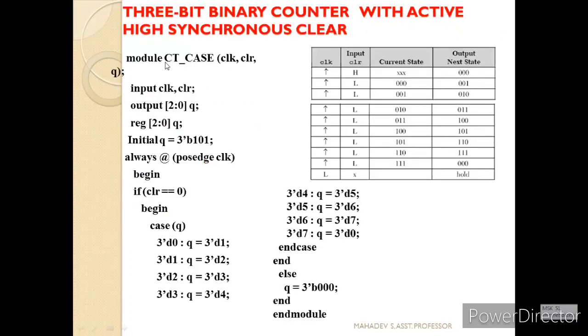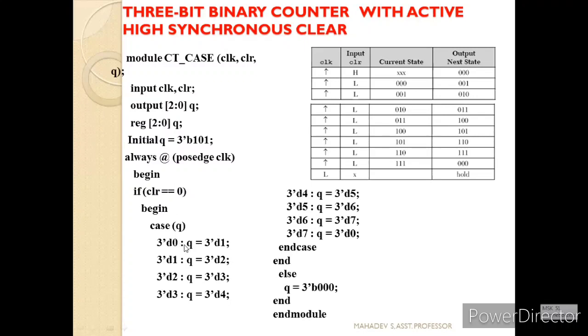So module counter K, with the help of a case statement, we can observe clock, clear, and output Q. Clock and clear are the inputs, Q is the output. Since it's a 3-bit output, 2 down to 0, the output is declared as a register. Then we assign the initial value of Q, just to start, because any value can be given. The initial value of Q is 5, that is 101. Always at the positive edge of the clock, check the condition. If clear is 0, then perform the count. If clear is 1, then the output is 0.